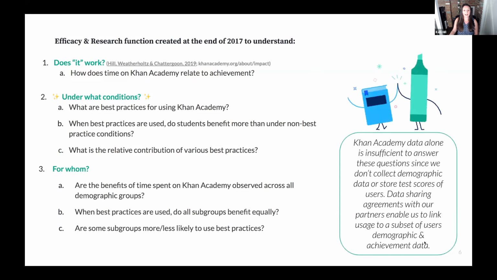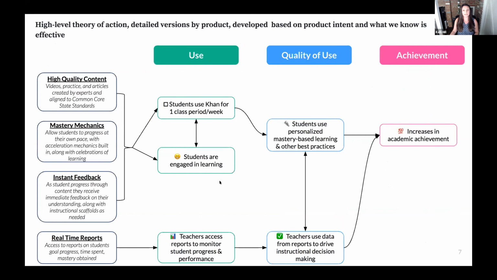And so while we have big data on our products, our data alone is insufficient to answer these questions. So we have a variety of research partnerships established where our partners are able to provide us with the demographic information that we need, and also with test score data from external assessments. With these data sharing agreements, we're able to link our usage data to a subset of users' demographics and achievement data.